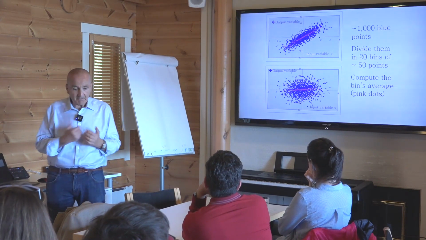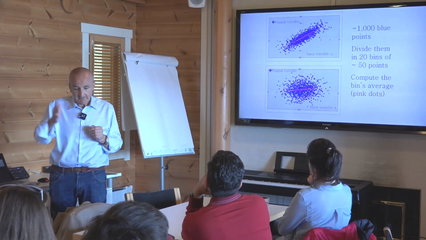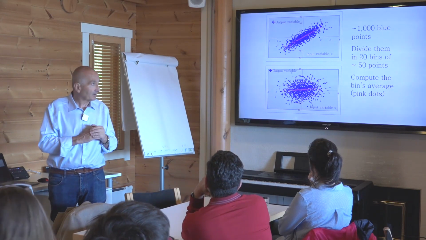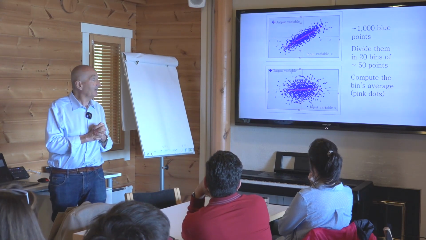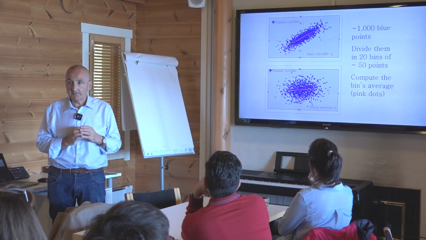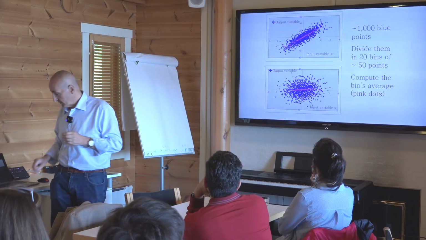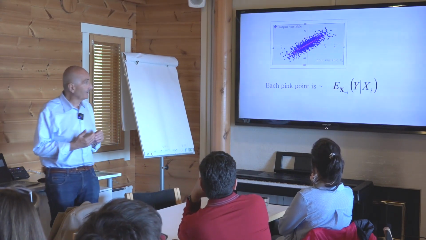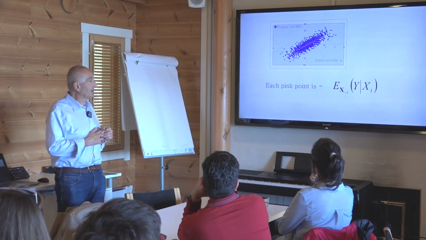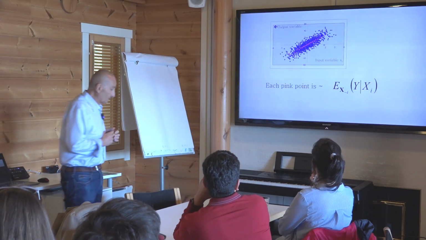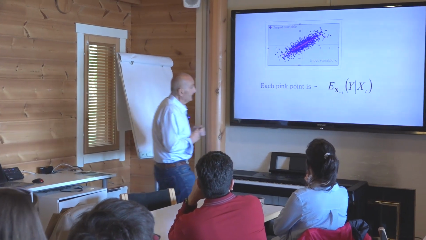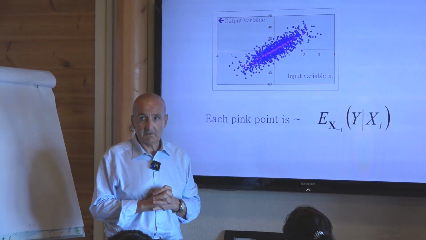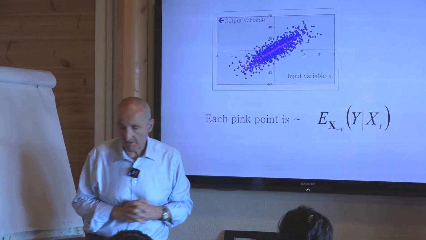But then you can go one step further and say, why don't we slice the variation of the factor into bins containing roughly the same number of points, and we compute a local average, and the local average is the pink dot. Okay. So we will agree, if you understand this notation, that the pink point is a local average, which I write in this way: the mean of Y conditional on xi. You're familiar with this kind of notation. Conditional probability. Okay.